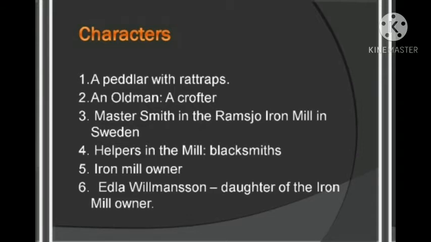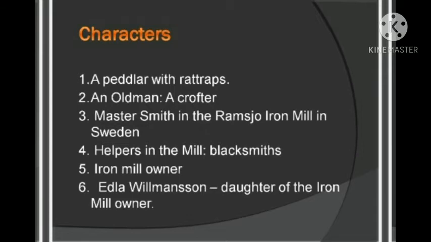Initially, let's understand the various characters developed by the author in the story. The very first character is a peddler with a rat trap, a vendor who used to sell rat traps, a middle-aged person. Then the second character, an old man, a crofter, and then a master smith in the Ramsazo iron mill in Sweden. This is the third character, master smith. Then helpers in the mill, blacksmiths. These were laborers, helpers who used to work in the iron mill, Ramsazo.